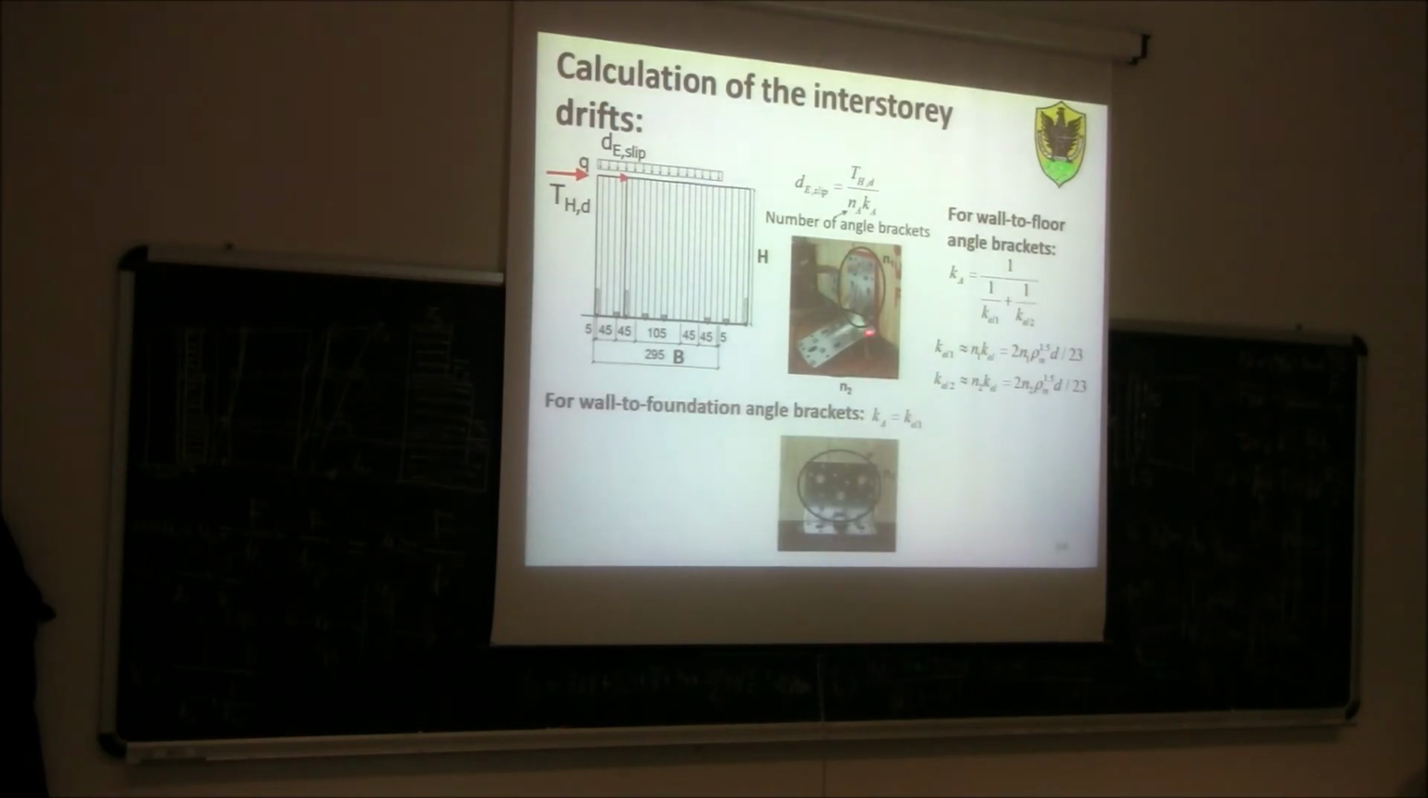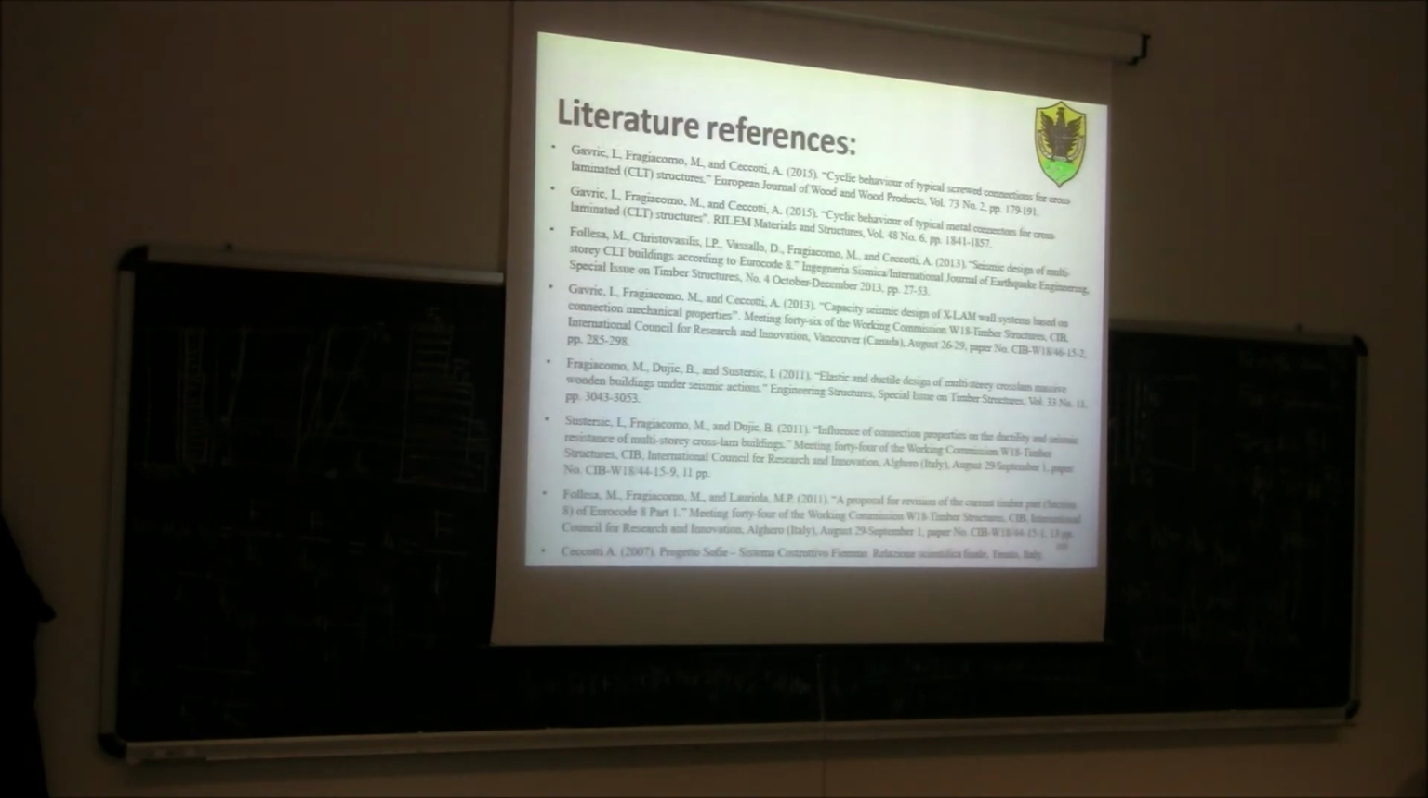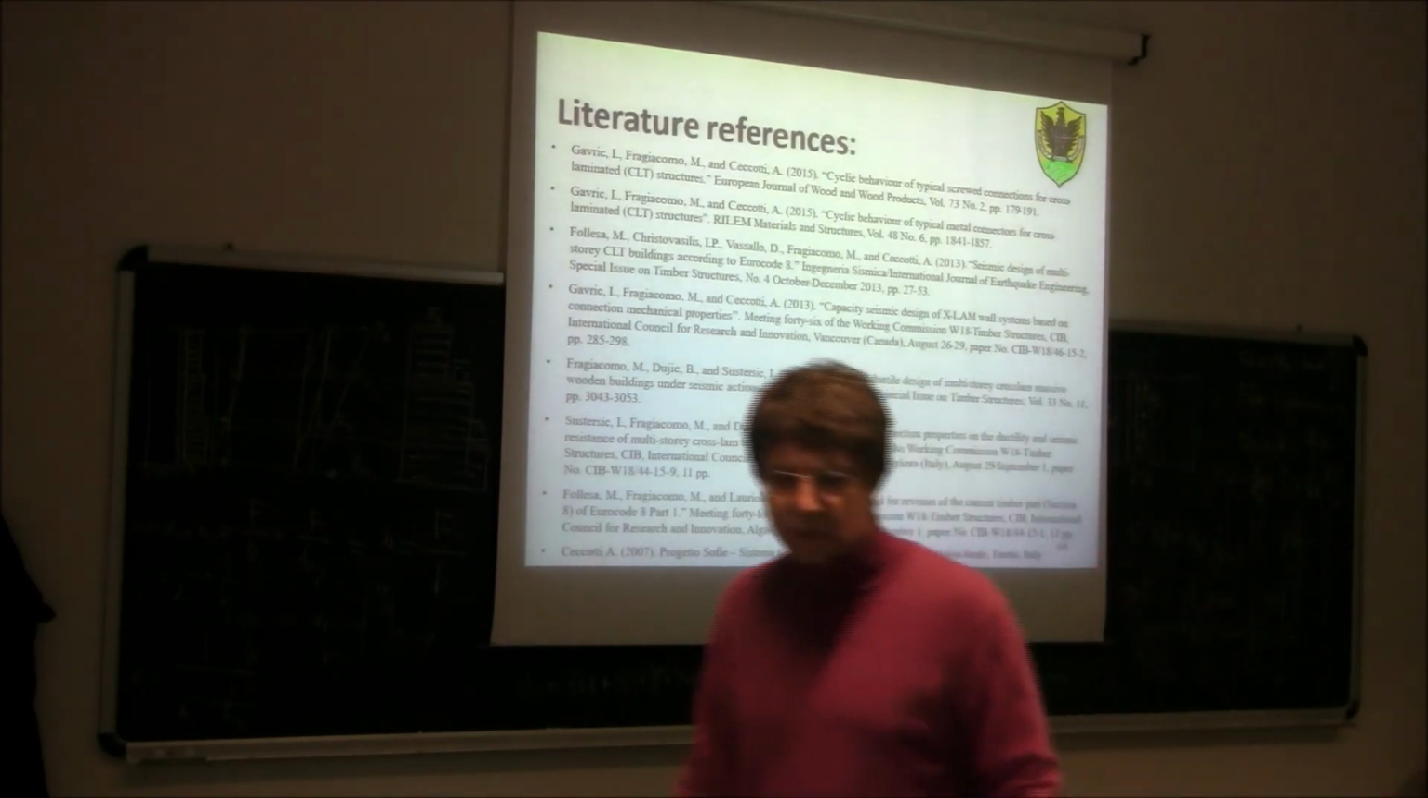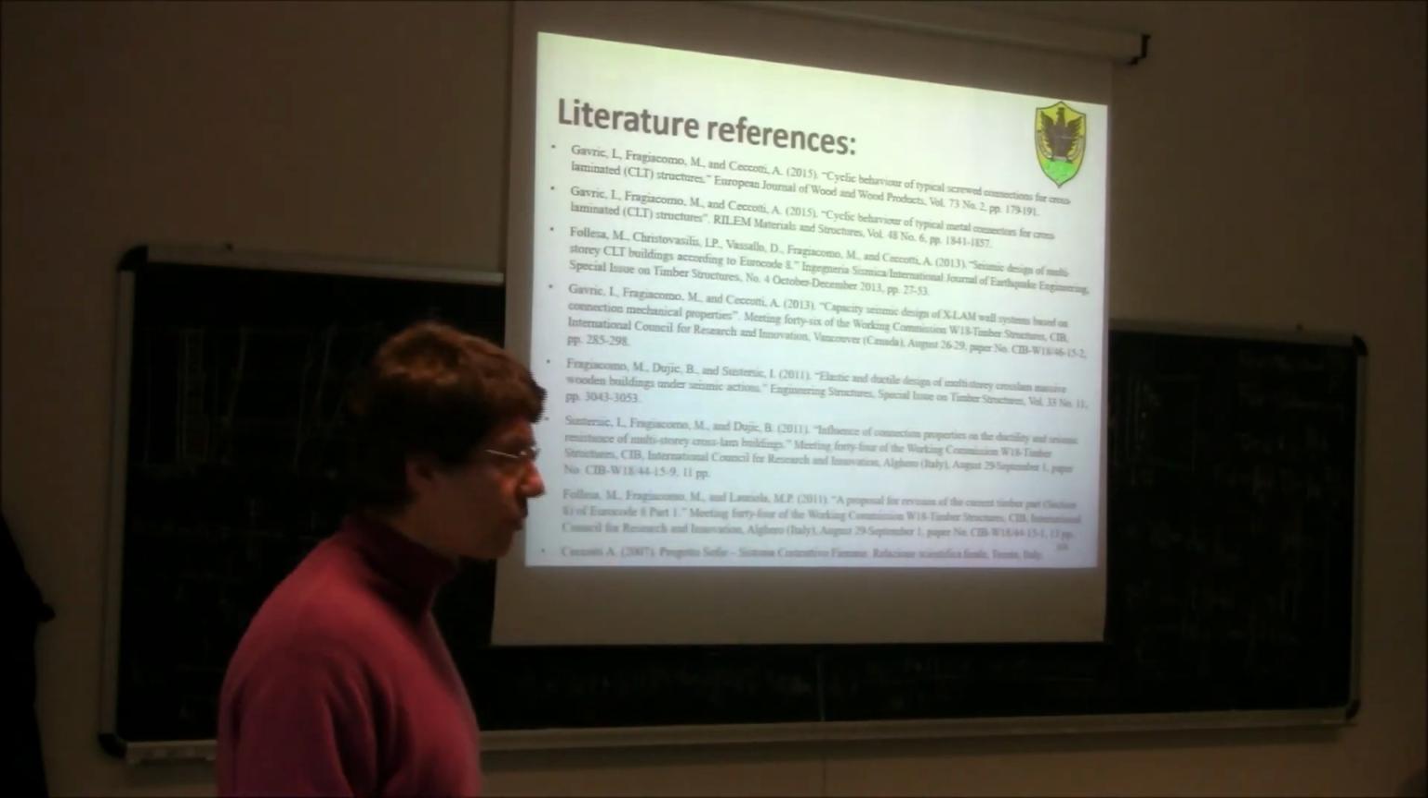Of course, if you consider the angle bracket connected to the foundation, the connection of the angle bracket to a reinforced concrete foundation can be considered as fully fixed, with no elastic deformation in the drawing. So in this case, Ka is just equal to KEL1, just the flexibility of this. So here you have some literature, but this is technical literature. I think what I gave you here is a good starting point.